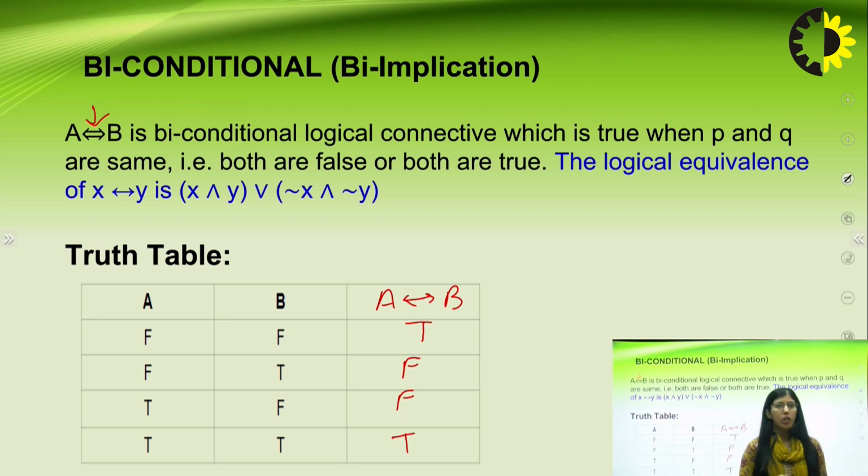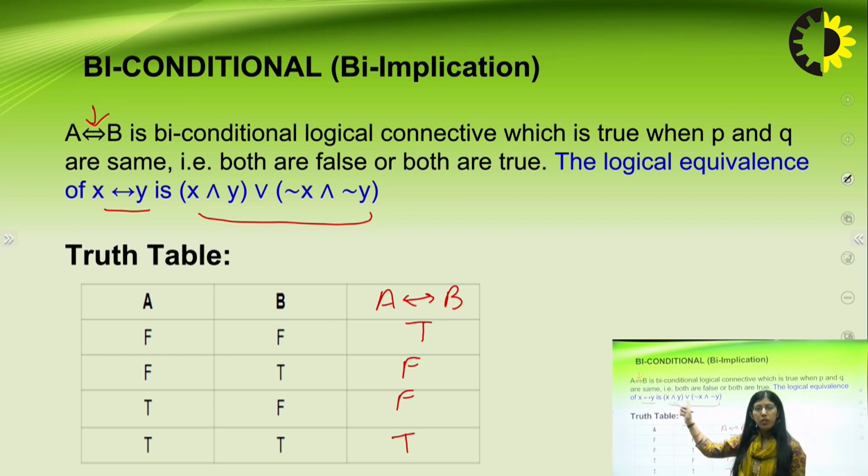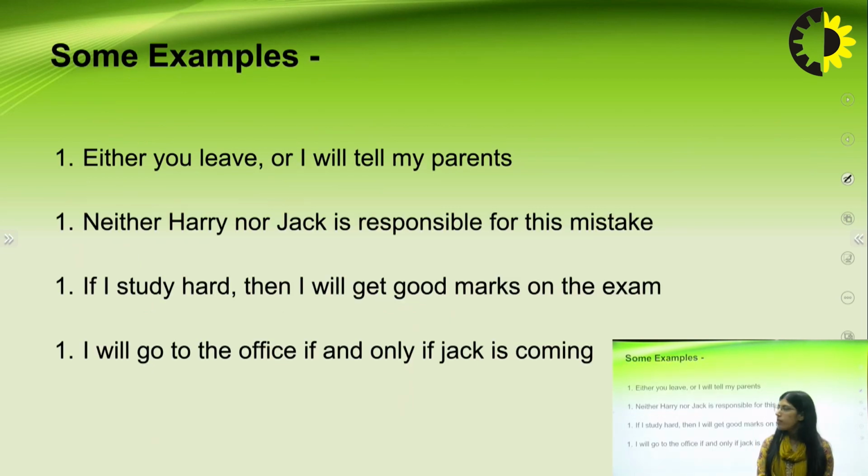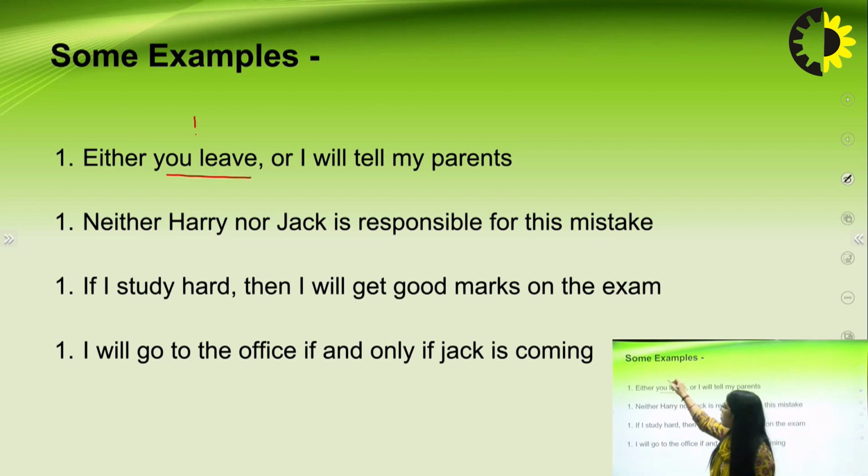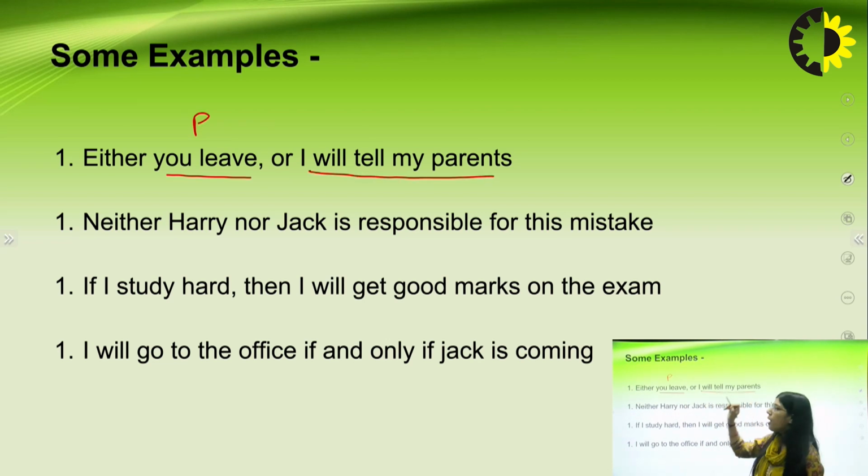Secondly, the logical equivalence for this biconditional operator is that we can replace it by this statement. The result of this statement is the same as the result of biconditional. Some examples, let's see here. First, either you leave or I'll tell my parents. So here we can see this is the proposition. Let's suppose it is P, one of the statements, and the second statement is I will tell my parents. So let's say this is Q. In this case, we can write it as P or Q.